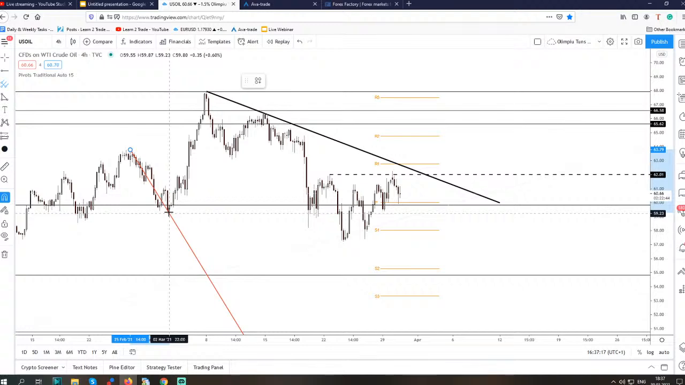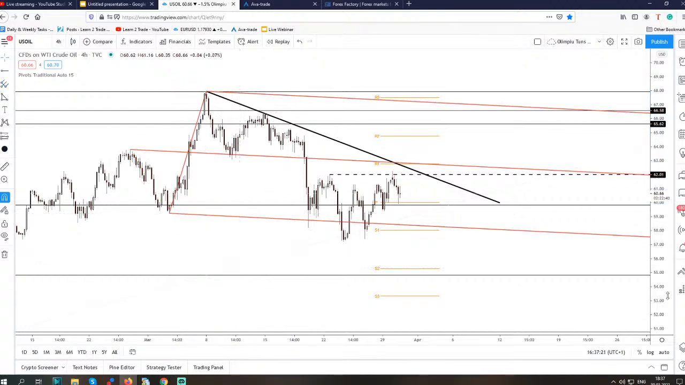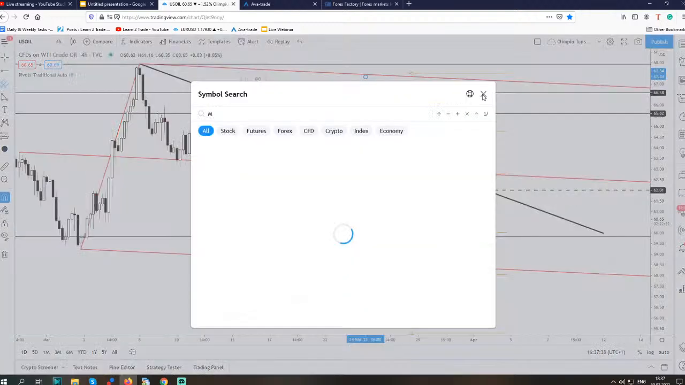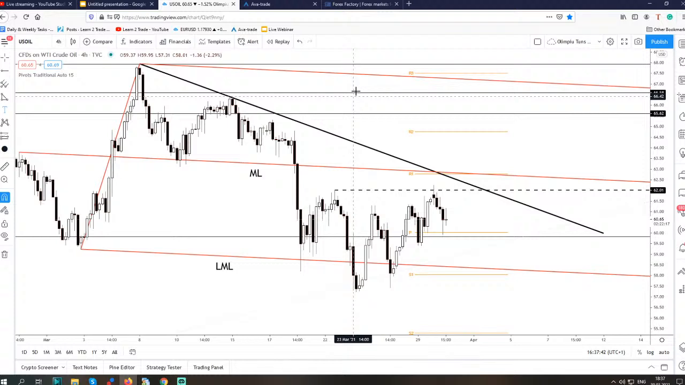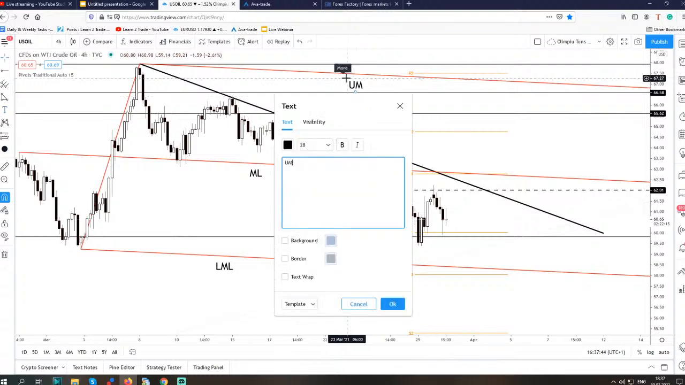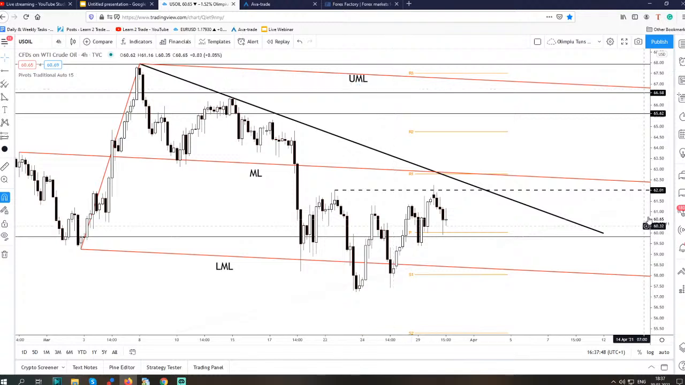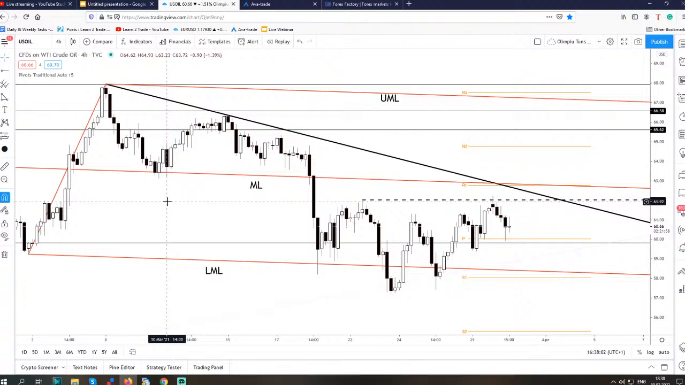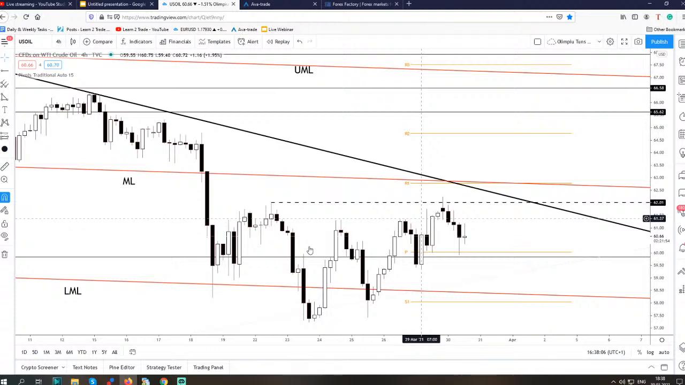It could still continue to increase also after registering all these false breakdowns here below this lower medium line, okay? Medium line, upper medium line, one moment. Okay, so the price has registered only false breakdowns here below this lower medium line, below the S1. That's why the US oil is somehow expected to increase in the short term.